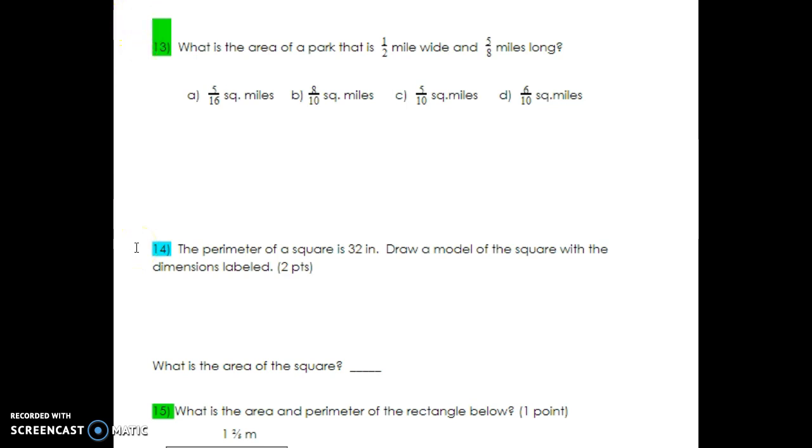Number 14. The perimeter of a square is 32 inches. Draw a model of the square with the dimensions labeled. I would start by drawing a square. Then think about how many sides a square has, and what do you know about all those sides of the square. Once you've found the length of each side of the square, you need to find the area of the square.